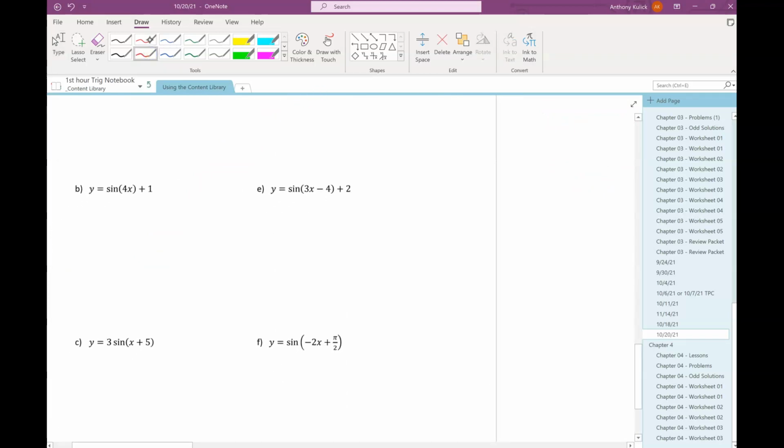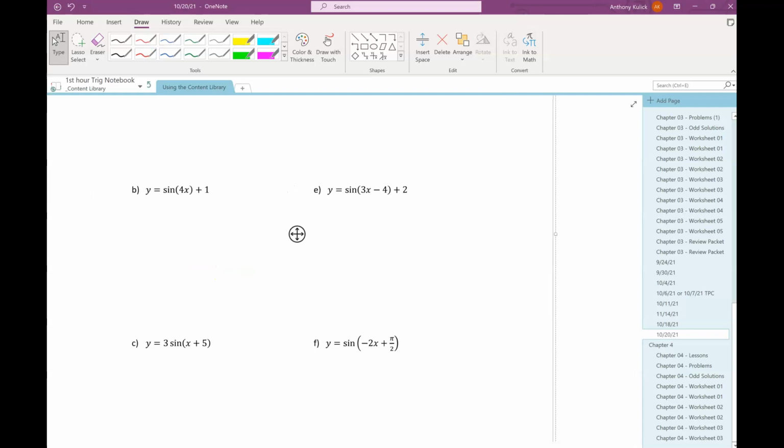Okay, so I would start by identifying my values for A, C, H, and K. As the problem is currently written, I can do that just from looking at it. So A is 1, C is 1/4, H is 0, K is 1. You good there? We have 6 total transformations.